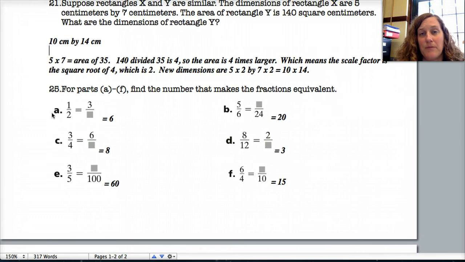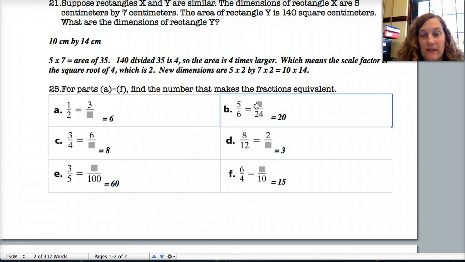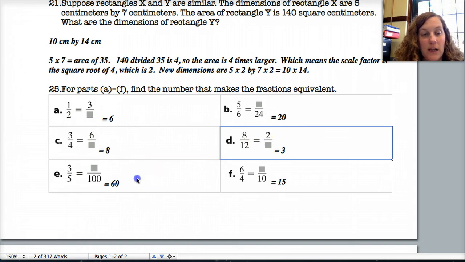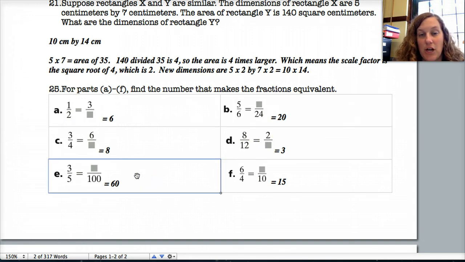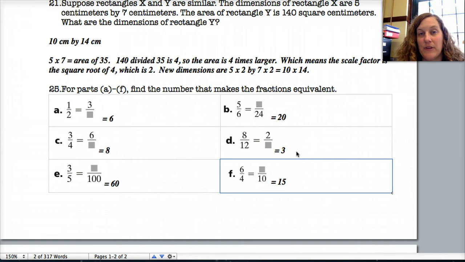And now we're just doing review. Straight review, equivalent fractions, find the number that makes the equivalent fraction. 1/3 is the same as 3/6? Rather, 1/2 is the same as 3/6. 5/6 is the same as 20/24. 3/4 is the same as 6/8. 8/12 is the same as 2/3. 3/5 is the same as 60/100. 6/4 is the same as 15/10.